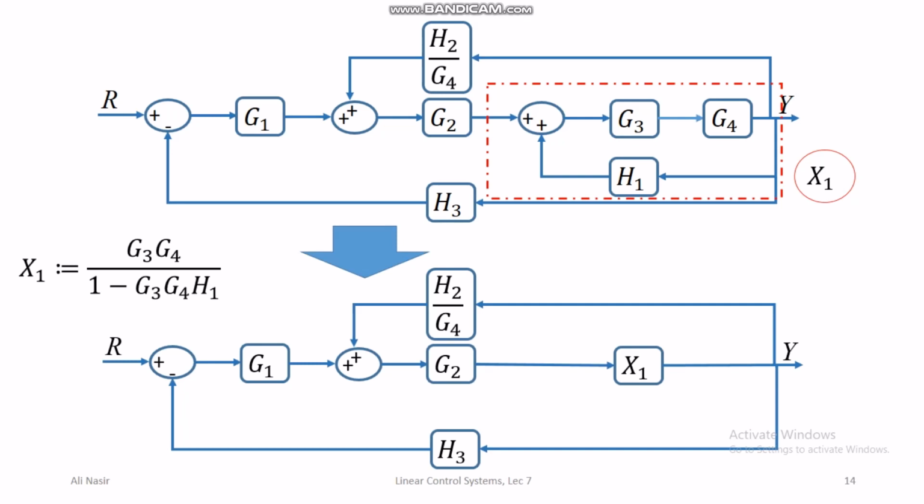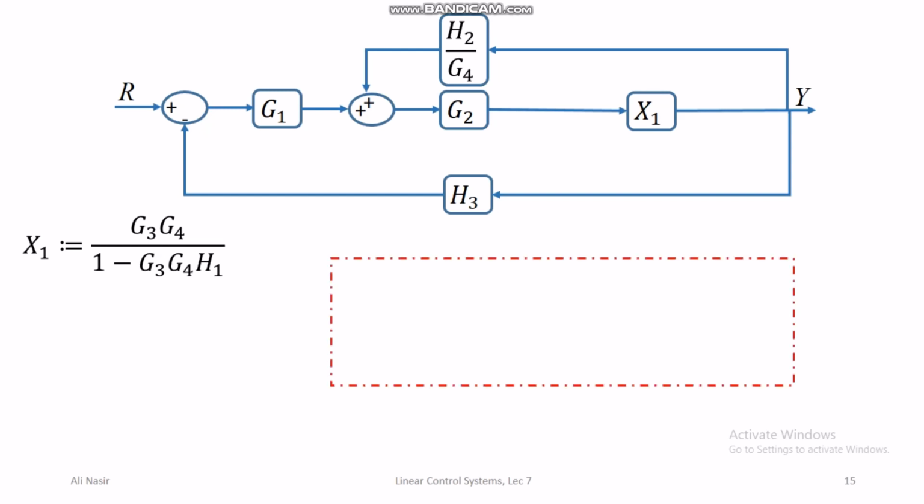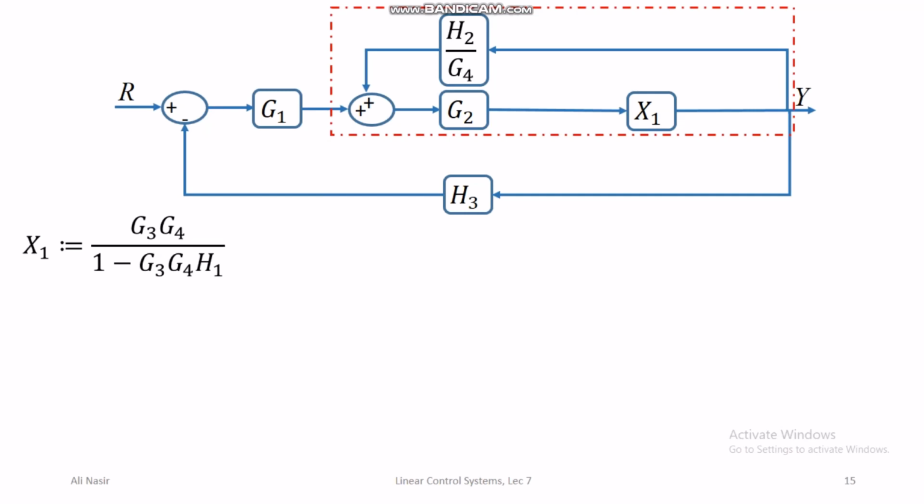So in the next slide I copy the bottom simplified block diagram, and I also copy the expression for x1. And next what we do is we look at this loop. So the loop g2 x1 and h2 divided by g4. This loop can also be simplified into a single transfer function that we can call x2. So x2 can be found by using the same formula, direct path divided by 1 minus loop gain.